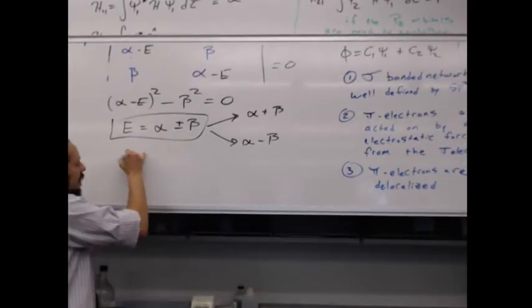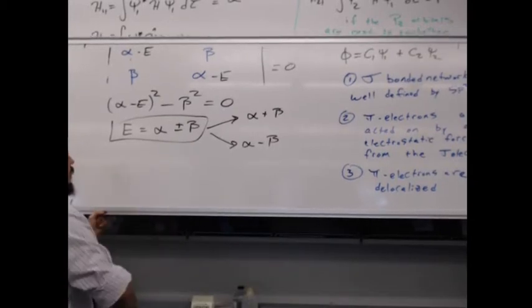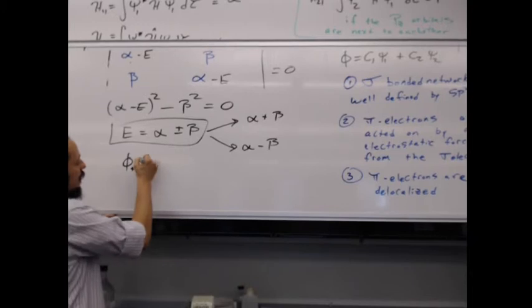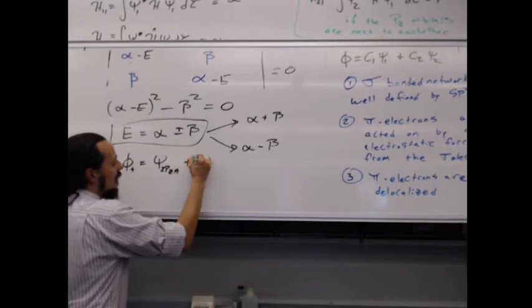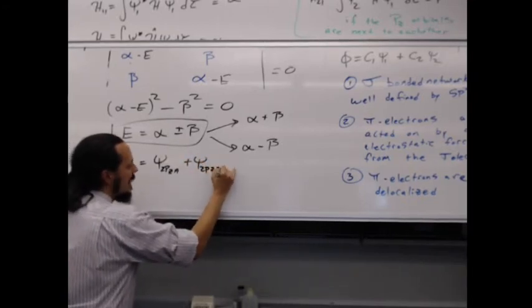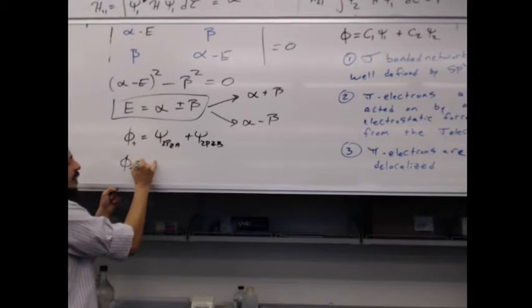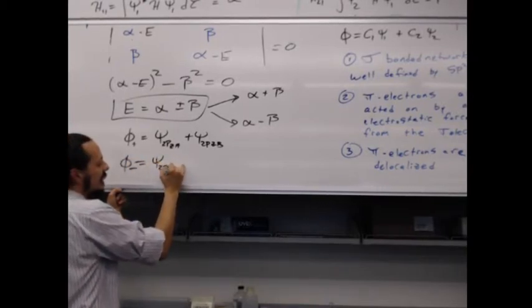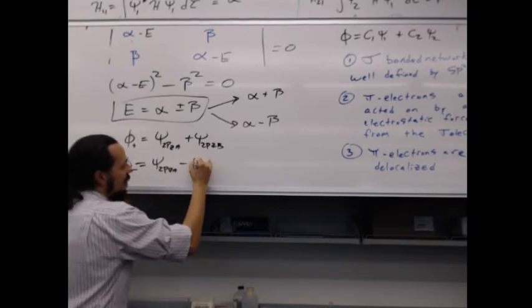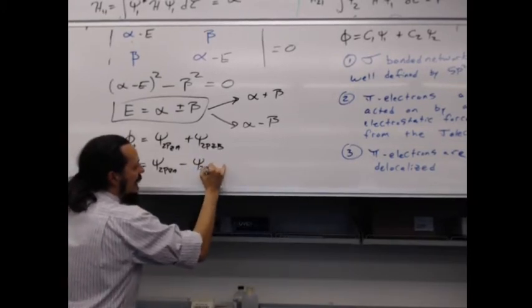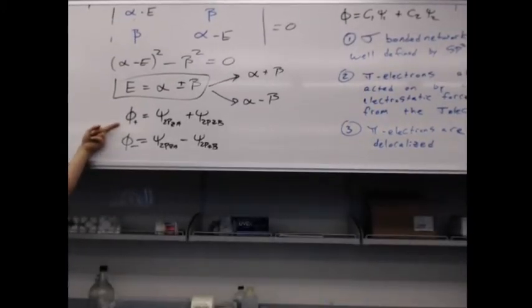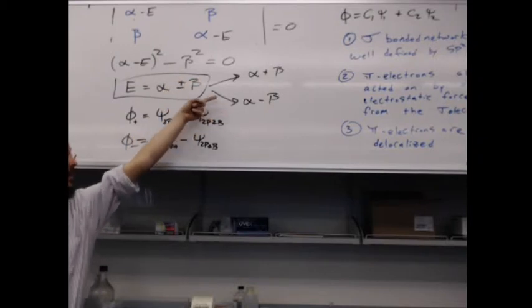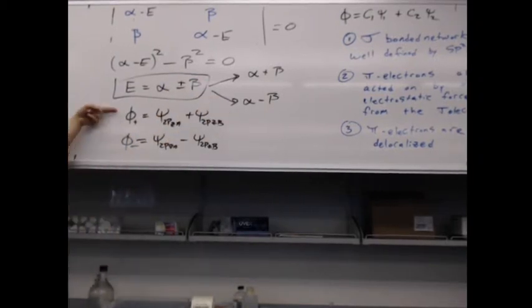One answer is going to be phi plus, which is going to be psi 2pZa plus psi 2pZb. And then I'm also going to have phi minus, which is going to be psi 2pZa minus psi 2pZb. So I've got, again, the same thing we got for a hydrogen molecule. I've got an increase in energy, a decrease in energy. I've got a constructive interference and a destructive interference.